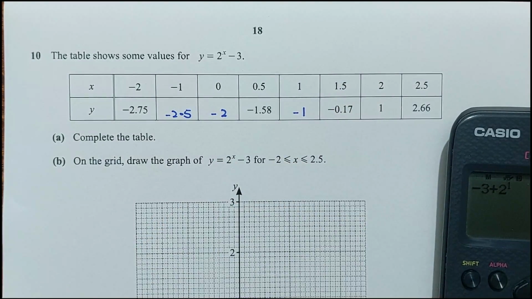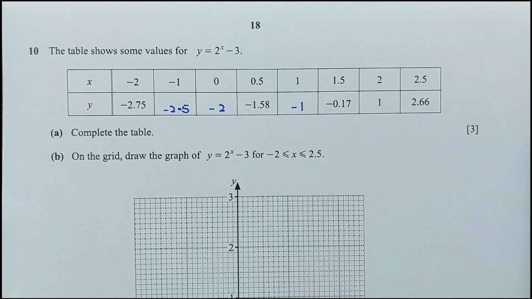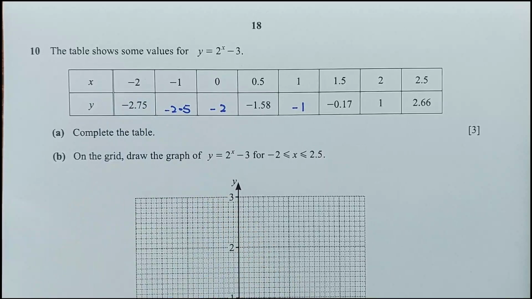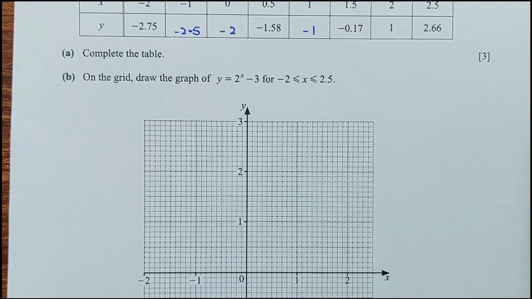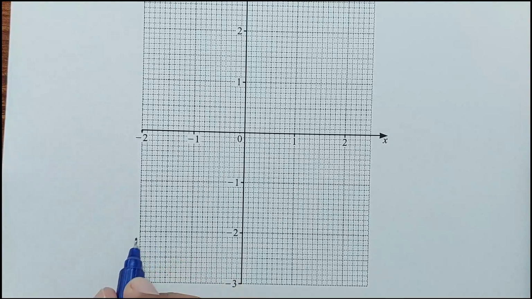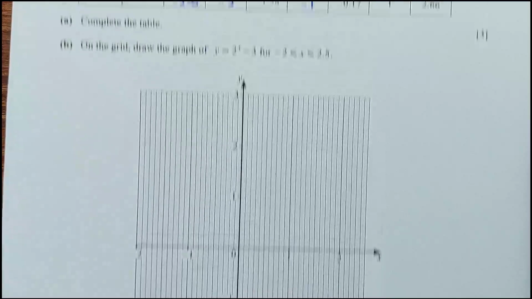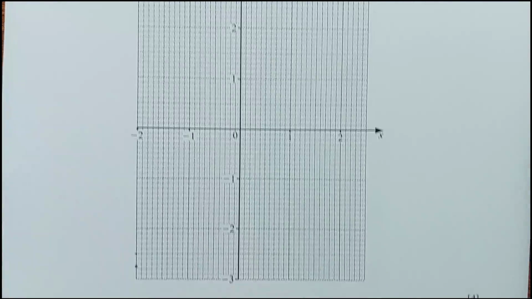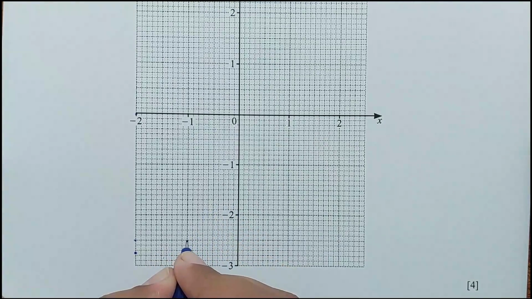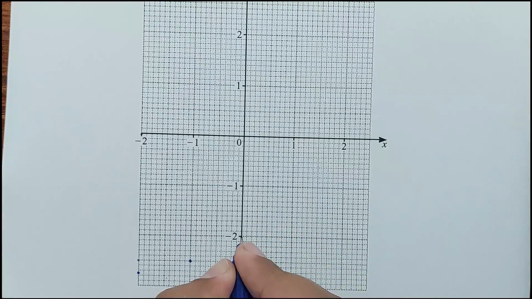Now for part B, on the grid, draw the graph of the function for x from minus 2 to 2.5. So for x equals minus 2, y is minus 2.75, it's negative 2 and negative 2.75. Negative 2.5 is over here. Negative 2.6, 2.7, 2.75. For x equals minus 1, it's minus 2.5. For 0, it's negative 2.